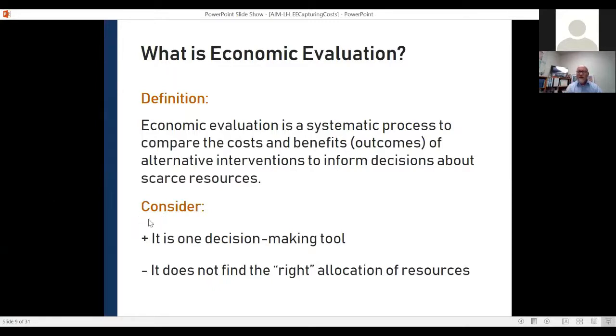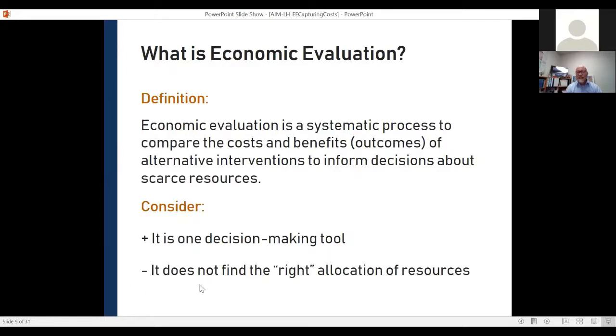Something to keep in mind is that economic evaluation is a helpful decision-making tool in terms of potentially prioritizing by cost. So we might pick the intervention that's most cost effective. We'll talk a little bit more about what cost effectiveness means, but basically it lets us go through this analysis process and figure out which intervention has the biggest bang for the buck. Where are we getting the most health benefit?